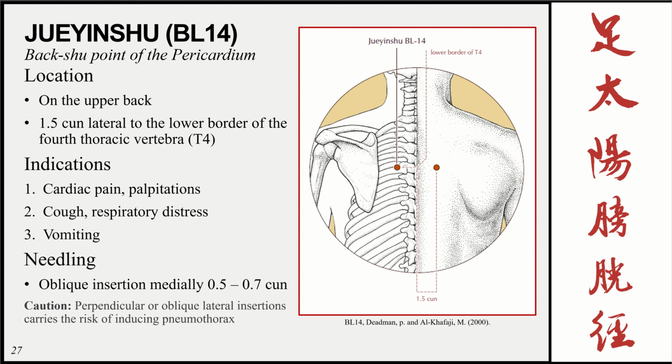This one is now the back shu of the pericardium. So you'll see the functions on these back shus change quite dramatically from one point to the next. As you can see, this one is now starting to treat cardiac conditions and palpitations because it's of the pericardium, and the pericardium's functions are very similar to that of the heart in Chinese medicine. So it's treating cardiac pain, palpitations, and then it can also help with other nearby related conditions such as cough, respiratory distress, and vomiting. And then insertion exactly the same, oblique medial, 0.5 to 0.7 tun, and remember that caution here, do not go perpendicular or deep oblique lateral insertions.